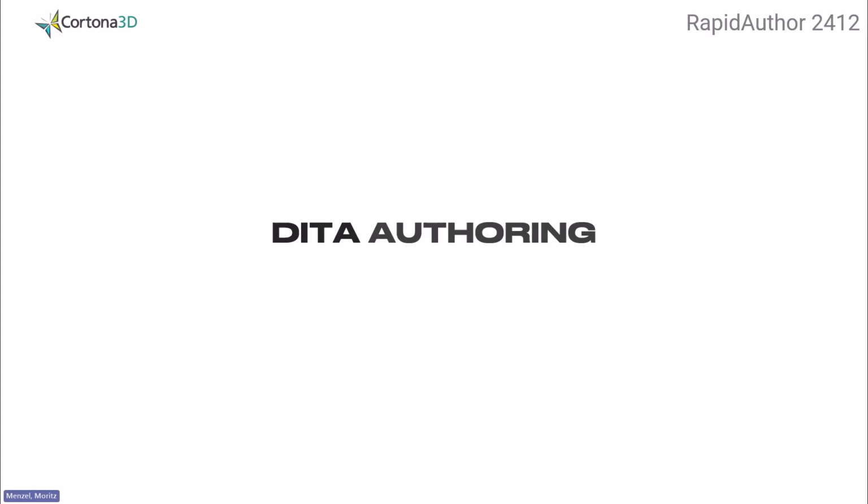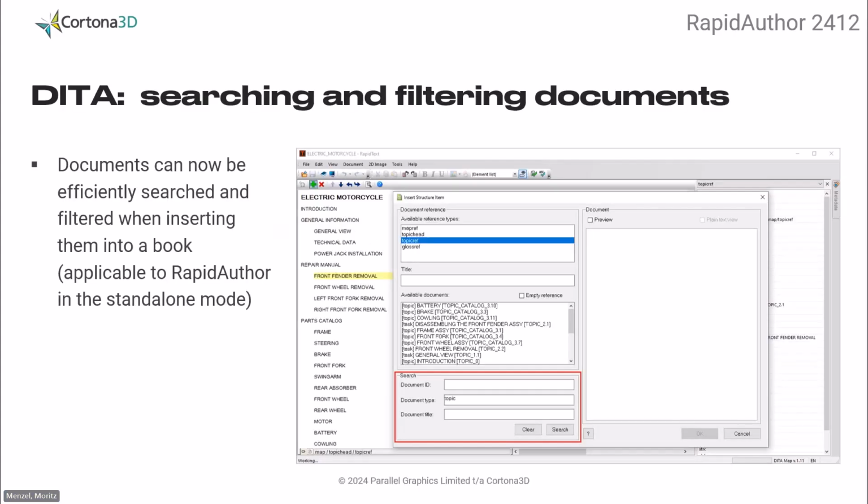After S1000D topics, let's have a look at new DITA functionality as well. When you create a book, you often need to select desired documents from a very long list. Now you can filter this list by the document ID, type, and title, which significantly reduces the search area and speeds up your search.